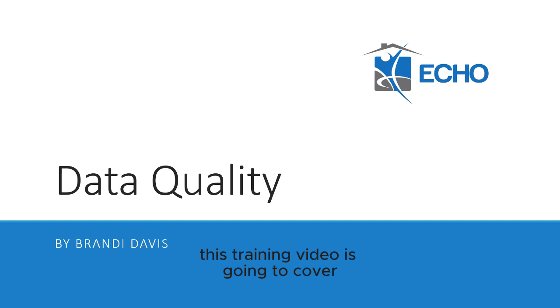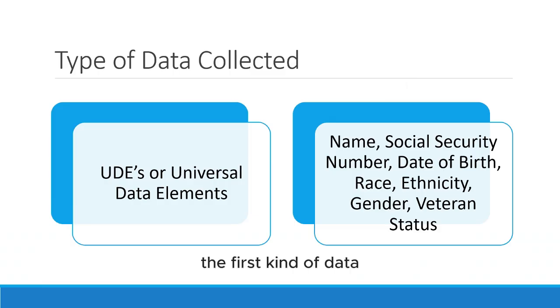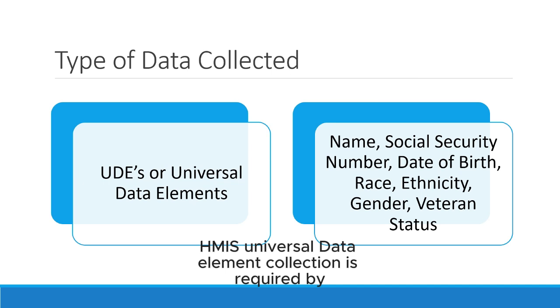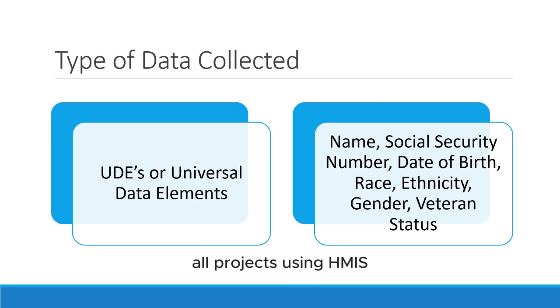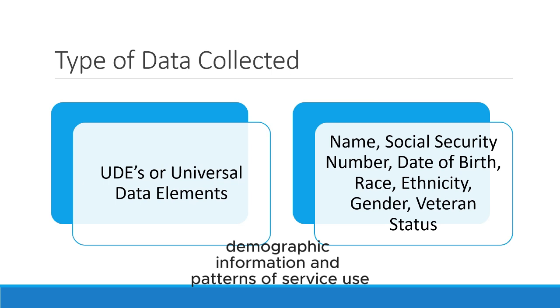This training video is going to cover what kinds of data we are collecting from clients and expectations around that data collection. The first kind of data elements we're going to talk about are UDEs, or Universal Data Elements. HMIS Universal Data Element collection is required by all projects using HMIS regardless of funding source. So these are elements that we gather for every client who enters into HMIS. The UDEs are used to produce unduplicated estimates of the number of people experiencing homelessness, services they're receiving, demographic information, and patterns of service use.